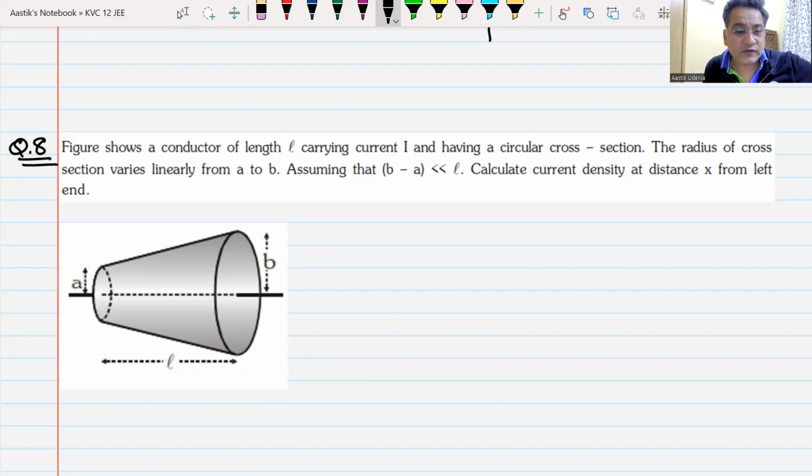Figure shows a conductor of length L carrying current I and having a cross section. The radius of the cross section varies from A to B. Assuming that B minus A is very, very small compared to L, give the current density at a distance x from the left hand. It's a very simple question. I'll give you 2 minutes to find out the answers. I hope you can get it.